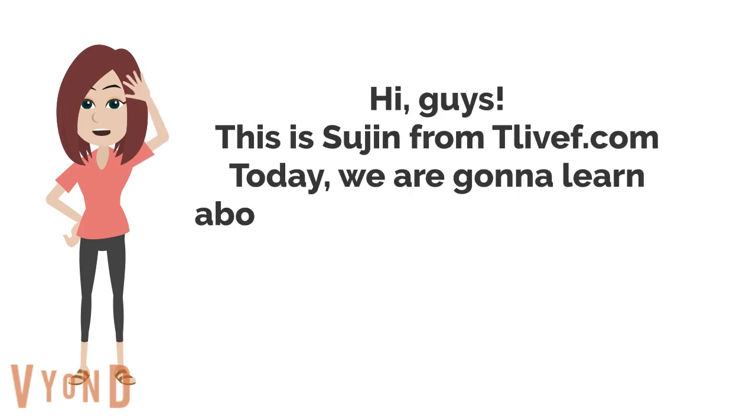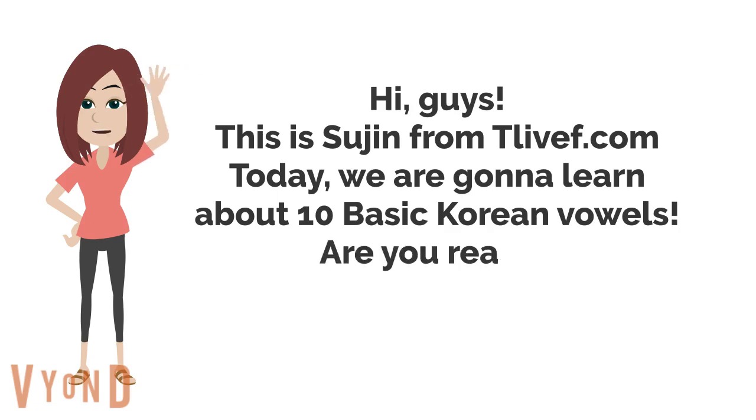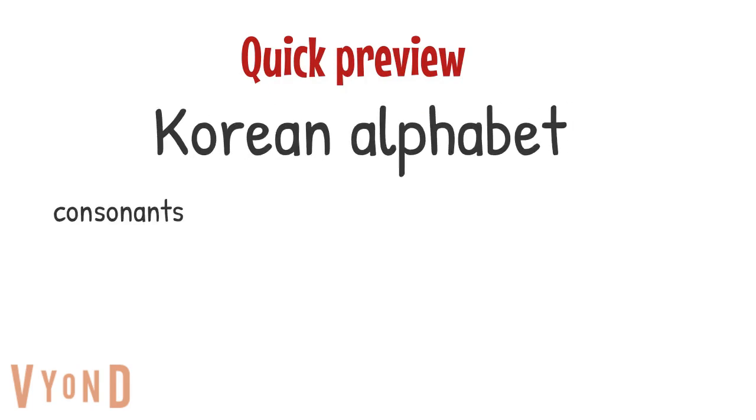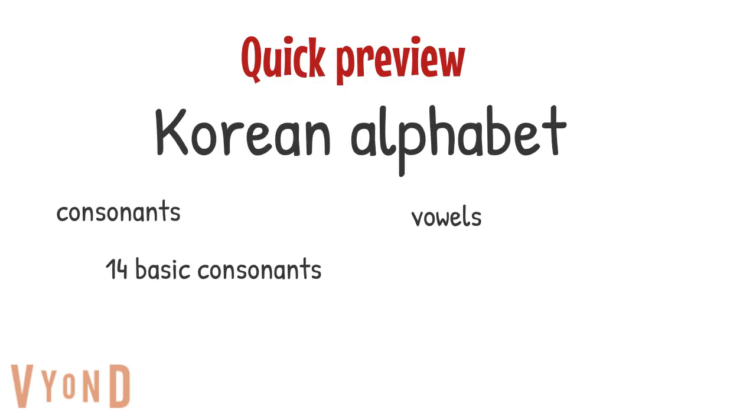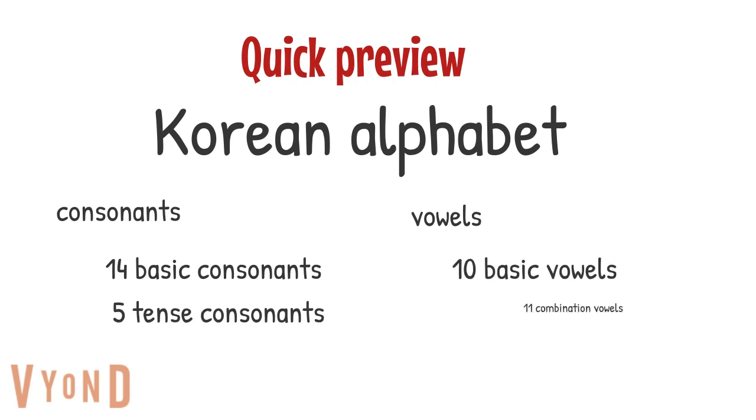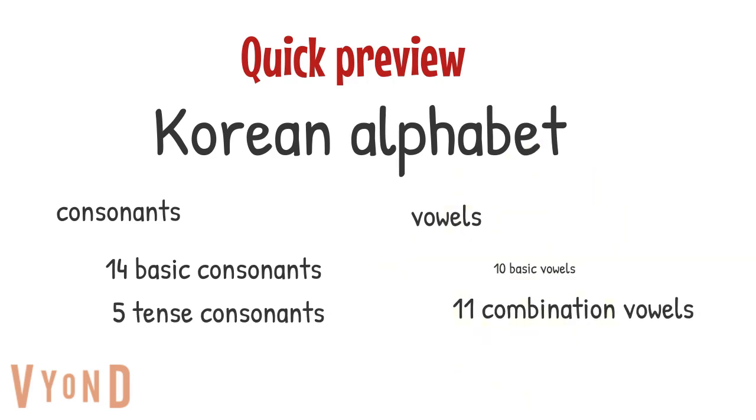Today we're gonna learn about 10 basic Korean vowels. Are you ready? Let's go! So before we start, let's do a quick preview. The Korean alphabet has consonants and vowels. There are 14 basic consonants and 5 tense consonants, and 10 basic vowels and 11 combination vowels. In this video, we're gonna learn about 10 basic vowels.